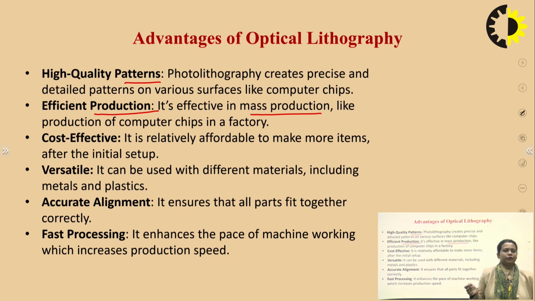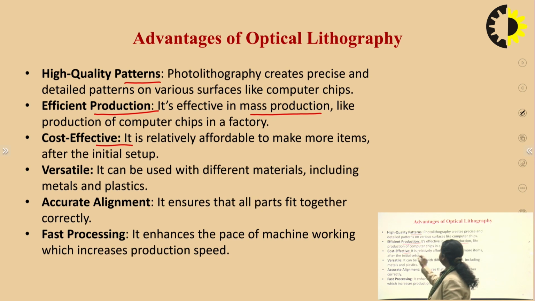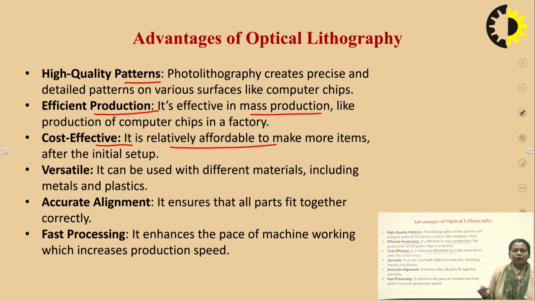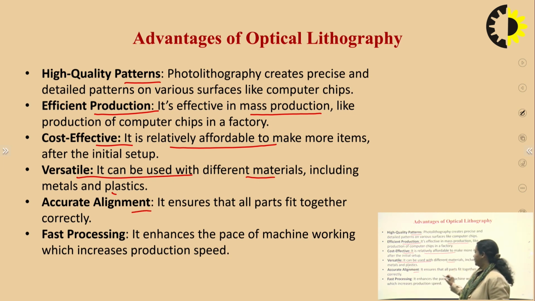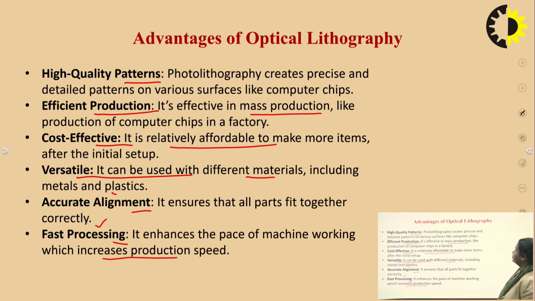Then we have cost effective. Cost effective means it is relatively affordable to make more items, because initially one type of mask is required, and that mask can be used various times. So it is cost effective in that sense. Then versatile, it can be used with different materials including metals and plastics. Accurate alignment, it ensures that all parts fit together correctly, right? Then we have fast processing, it enhances the pace of machine working, which increases the production speed.